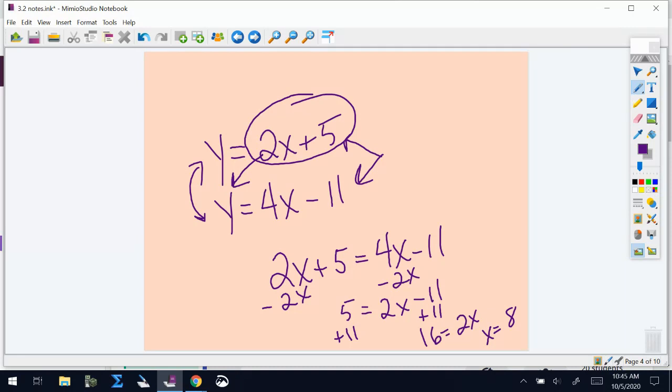When I put 8, I'm just going to put in the top one. 2 times 8 is 16. 16 plus 5 is 21. So my ordered pair would be 8, 21. And you can double check, make sure that when you put an 8 in here, you also get 21. So that is called the substitution method for solving systems.